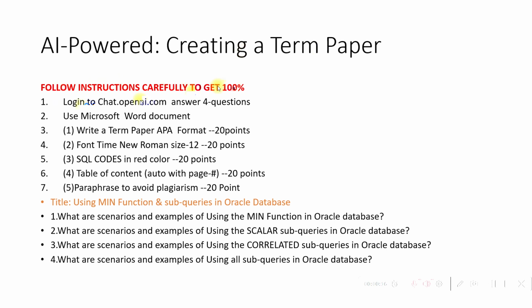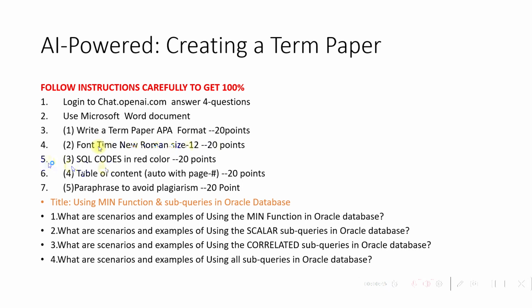First, log into chat.openai.com. Answer 4 questions. 2. Use Microsoft Word. 3. Write a term paper in APA format. You will get 20 points. 4. Font size, Times New Roman, size 12. You're going to get 20 points.